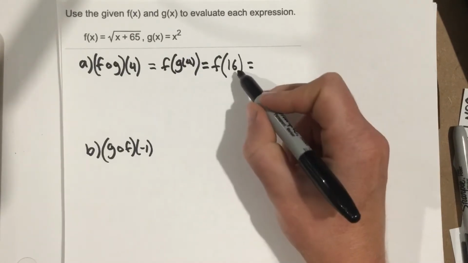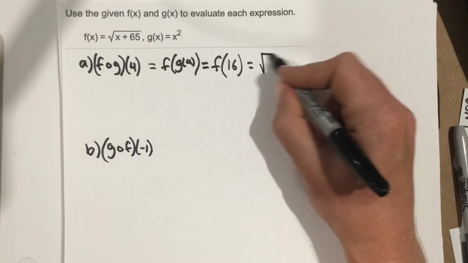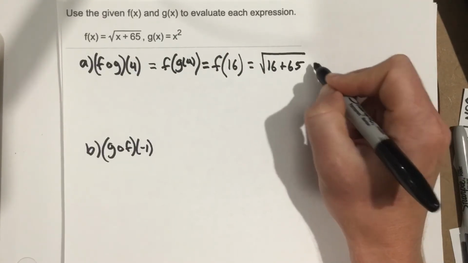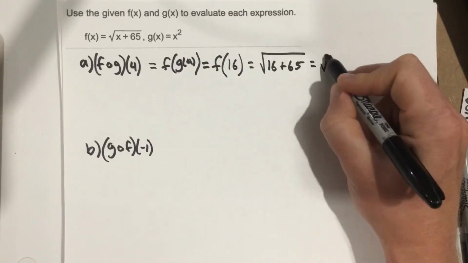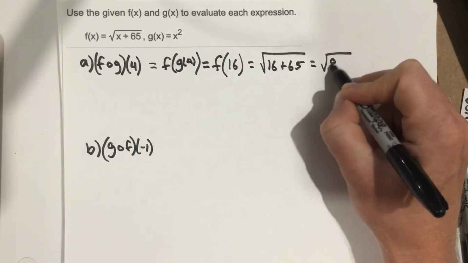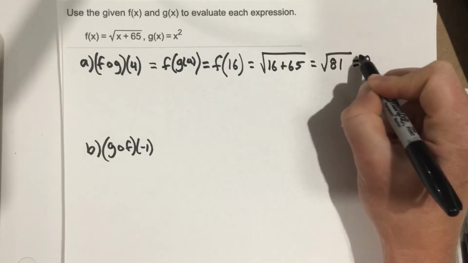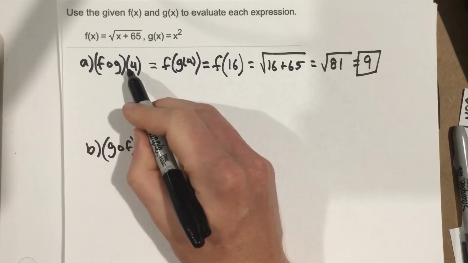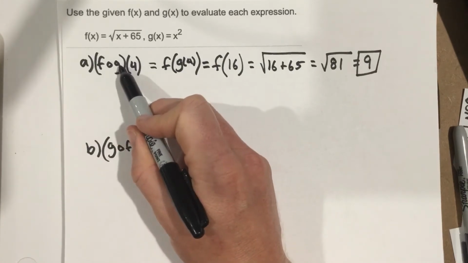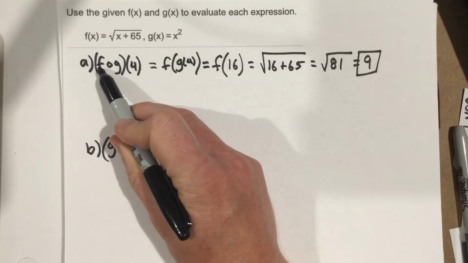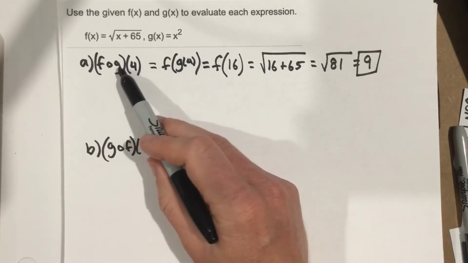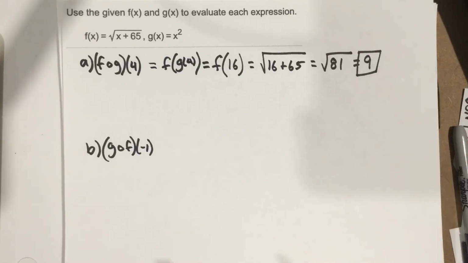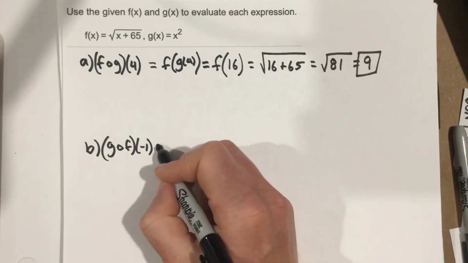And then we're going to plug the 16 into the f function, which is root of 16 plus 65, which is root 81, which is 9. And that's our solution. So f of g of 4 means take 4, plug it into g, then take that result and plug it into f. You can see that there. 4 goes into g, which gave us 16, then we plug that into f. We get 9.